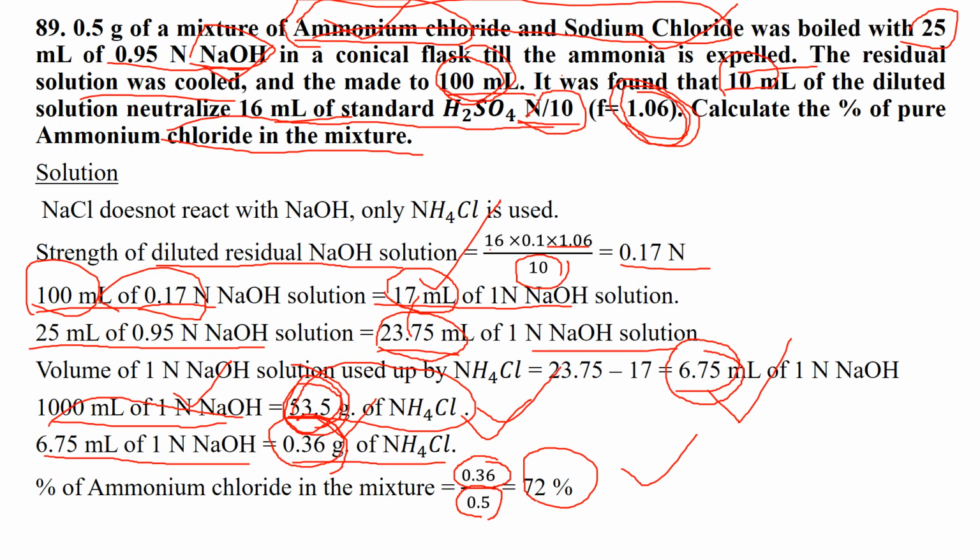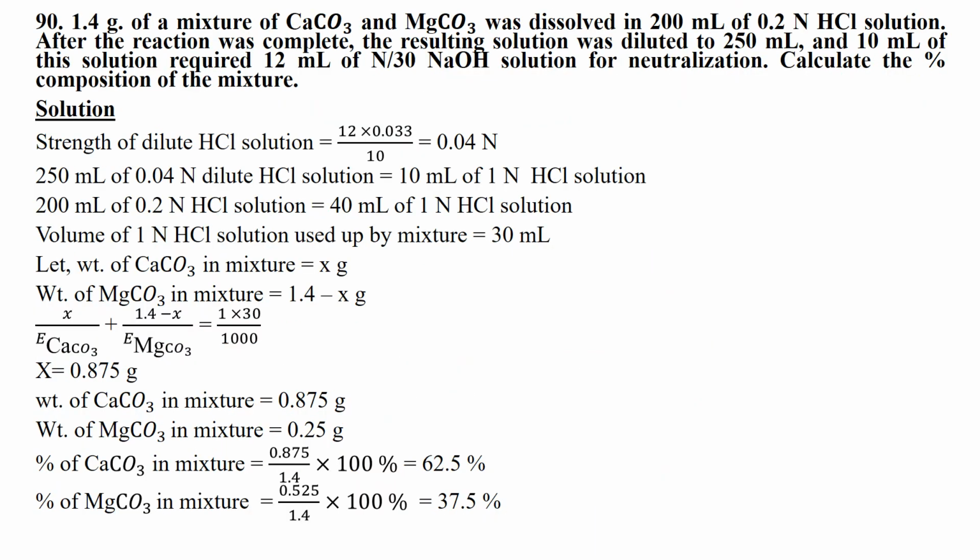This question is also important. Next question: 1.4 gram of a mixture of calcium carbonate and magnesium carbonate was dissolved in 200 ml of 0.2 normal HCl solution. After the reaction was complete, the resulting solution was diluted to 250 ml and 10 ml of the solution required 12 ml of N/30 NaOH. Then we have to calculate the percentage composition of the mixture, that is, the amount of calcium carbonate and the amount of magnesium carbonate, right?